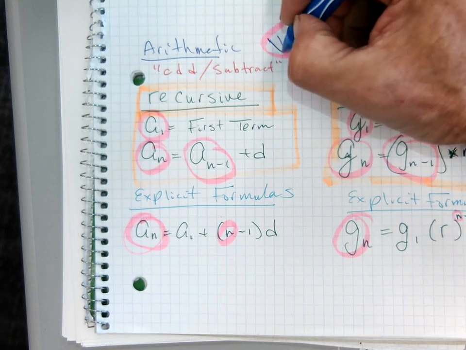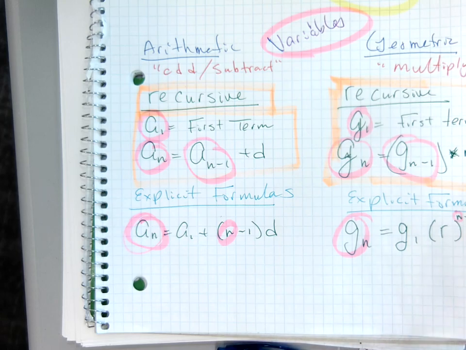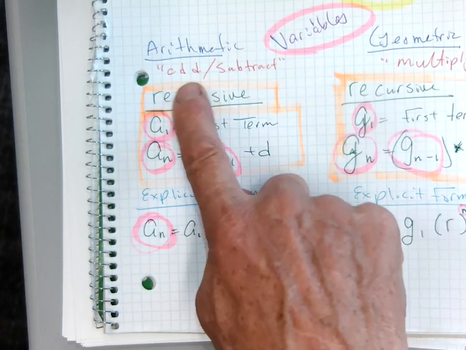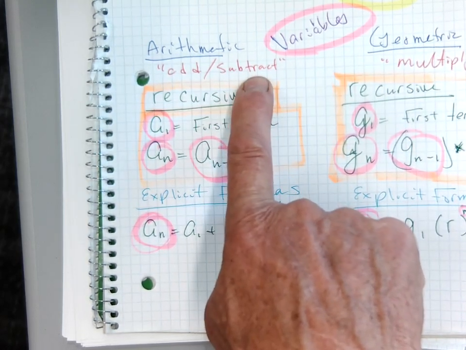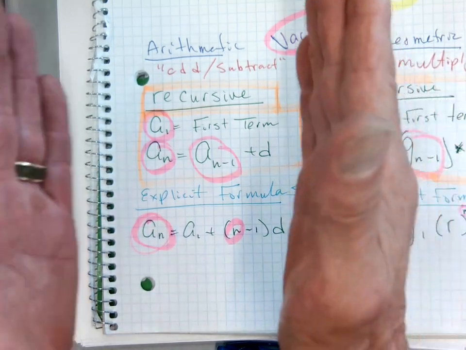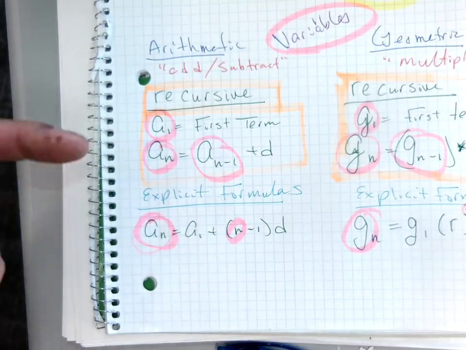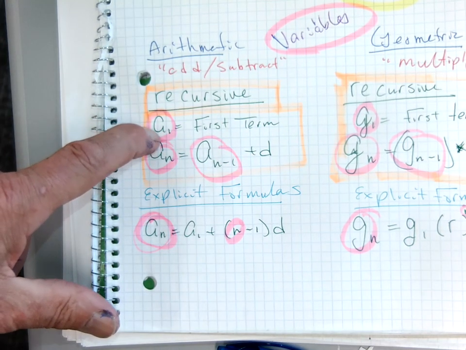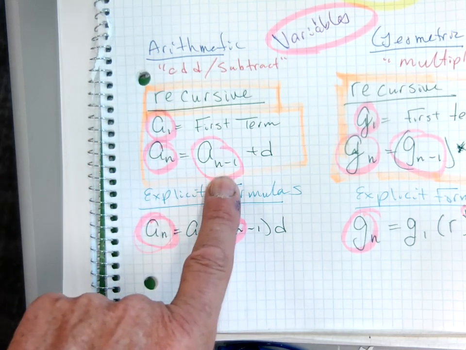We have 2 types of formulas, arithmetic and geometric. Arithmetic is where you add or subtract the same thing each time. Geometric is where you multiply the same thing each time. Between arithmetic and geometric, we have recursive formulas and explicit formulas. Recursive formulas are a little bit different. You have to have the first term, and then a of n minus 1, which means the previous term.